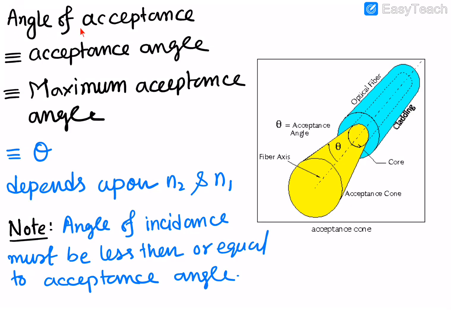Next is the acceptance angle, or the maximum acceptance angle. It is denoted by theta, or you can say alpha, right? And it depends upon the n1 and n2. And note that the angle of incidence must be less than or equal to the acceptance angle. Then only you have the total internal reflection inside the fiber.